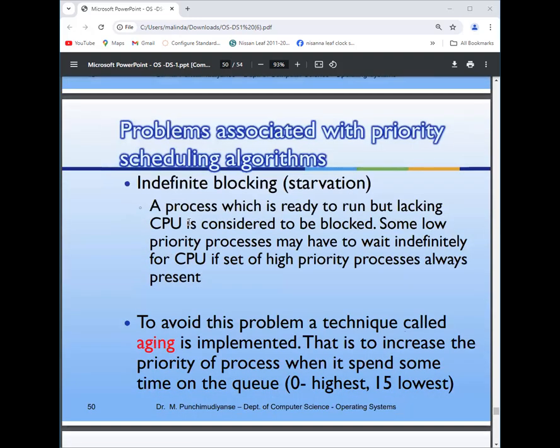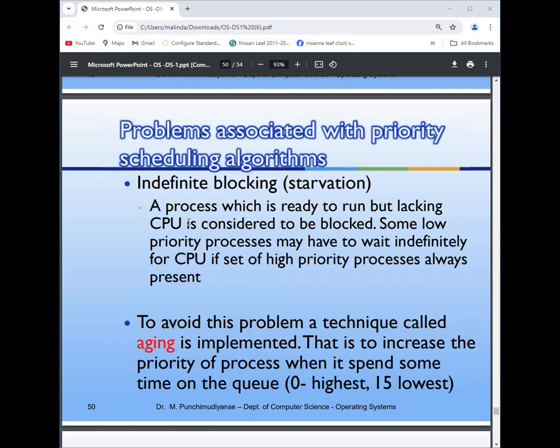Now we call it indefinite blocking, we call it starvation. Starvation is when we don't get the CPU time. Getting CPU time is like food, so if we don't get the CPU time, we tend to starve. That means we are hungry. So we call it starvation.